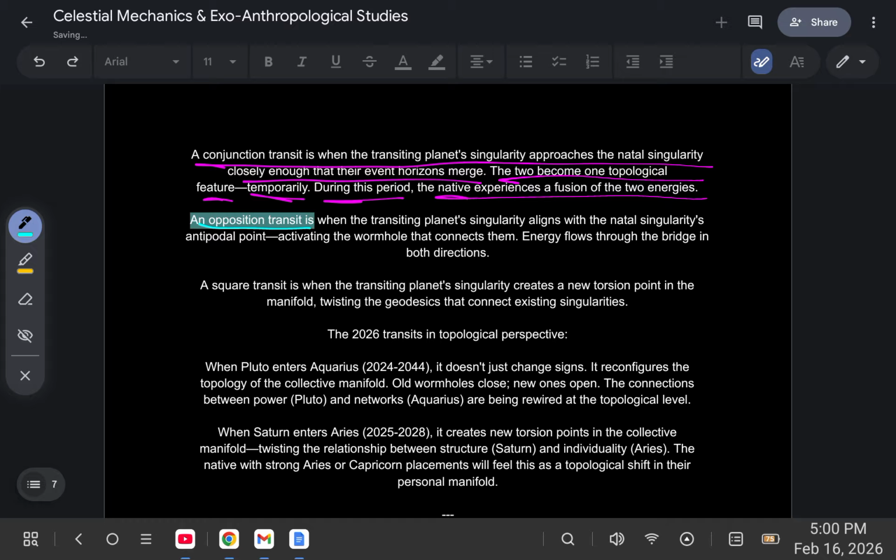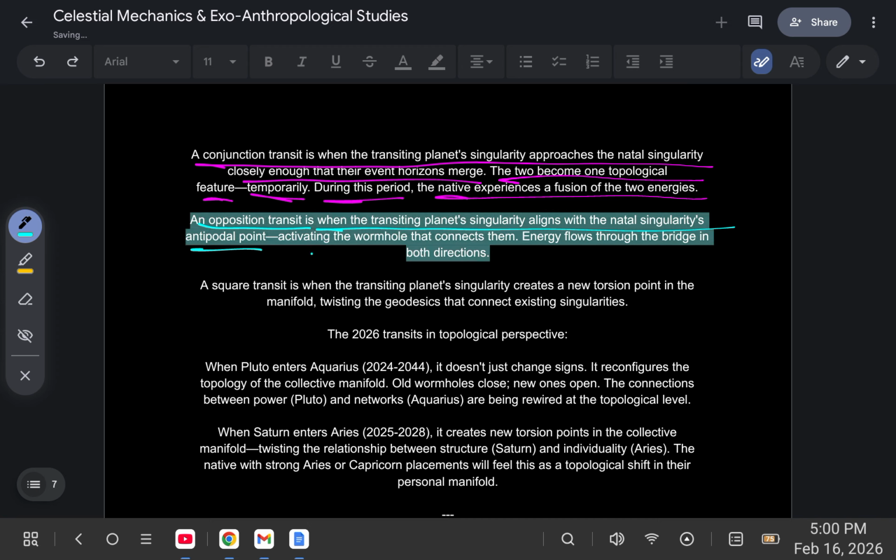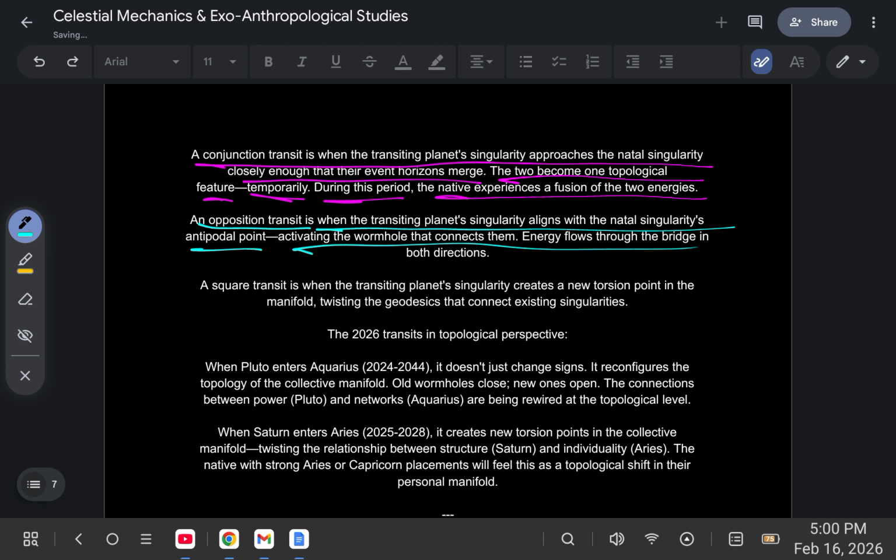An opposition transit is when the transiting planet singularity aligns with the natal singularity's antipodal point, activating the wormhole that connects them. Energy flows through the bridge in both directions. A square transit is when the transiting planet singularity creates a new torsion point in the manifold, twisting the geodesics that connect existing singularities.